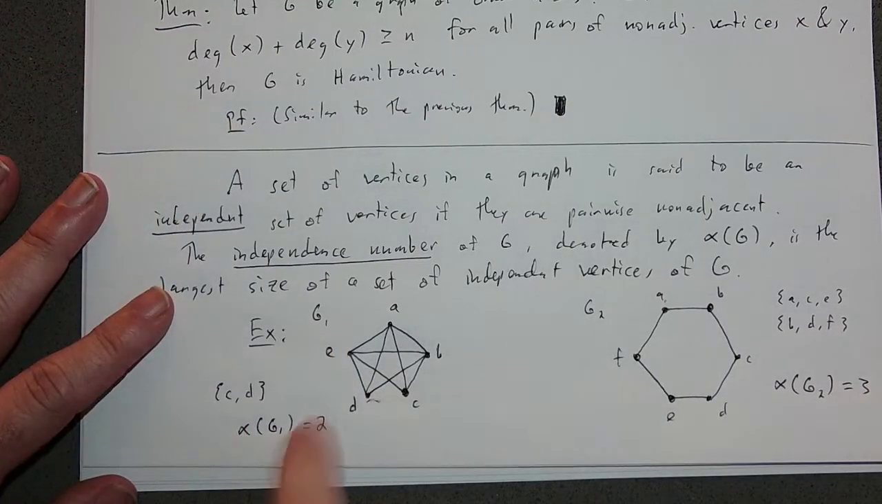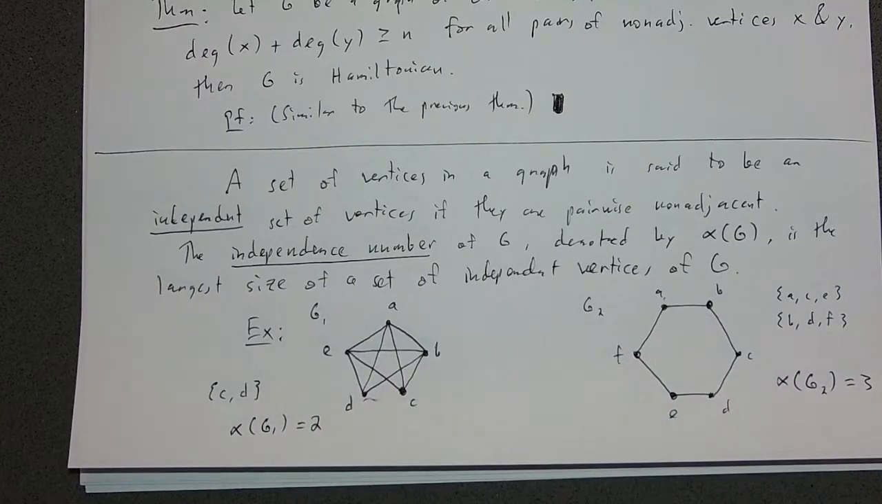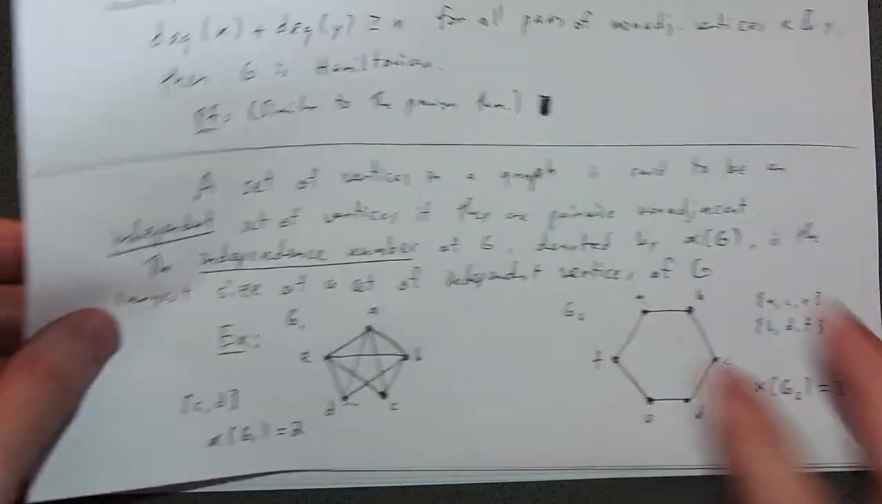So G1 has an independence number of 2, and G2 has an independence number of 3. Okay. So what do I want to do here? Do I need to introduce any more notation here? No, I can just go ahead and state this in terms of the independence numbers. So here's the following theorem.